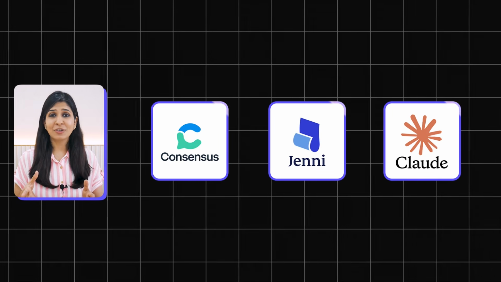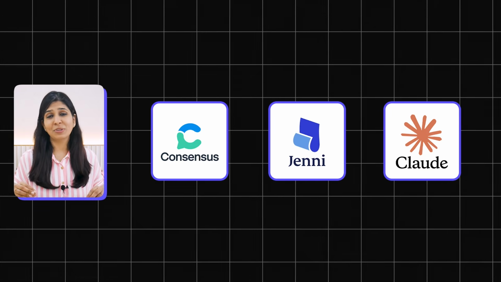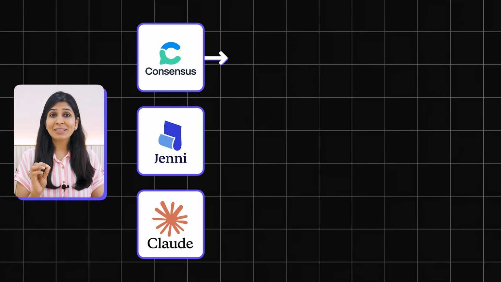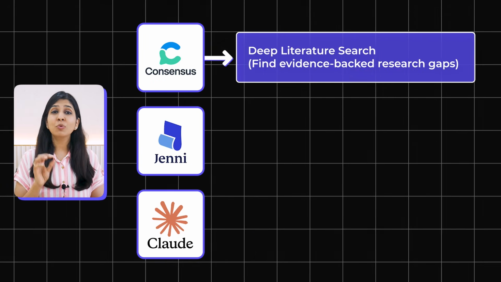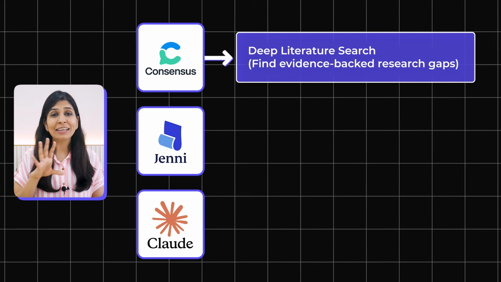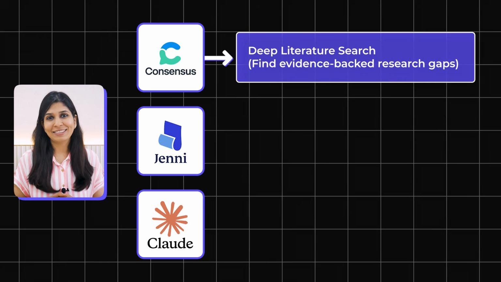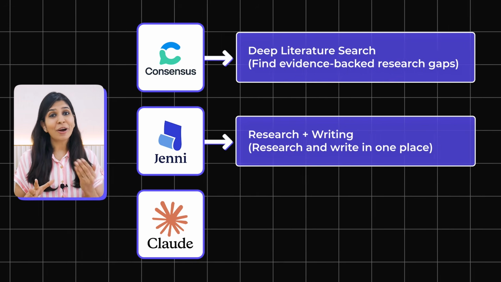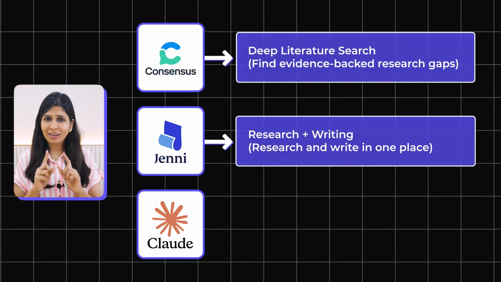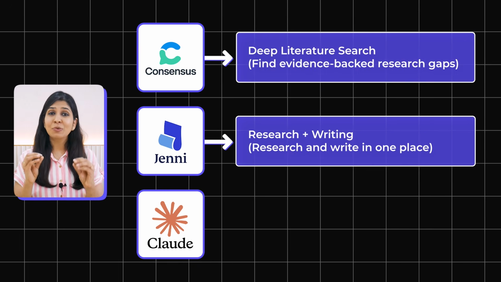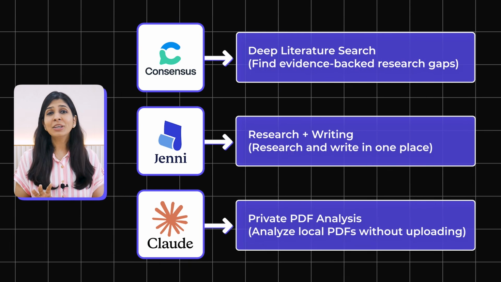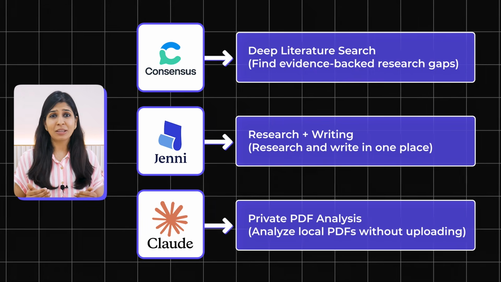So if you see, these are 3 AI tools that can help you find a research gap, and all with different use cases or approaches. Use Consensus if you want the research gap to come from the most credible and deepest literature search from over 220 million plus peer-reviewed studies. Use Jenny if you want to find the research gap and do the writing all in one place. And use Claude Cowork if you already have a pile of literature sitting on your desktop that you do not want to upload anywhere.